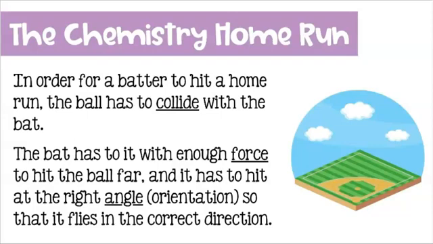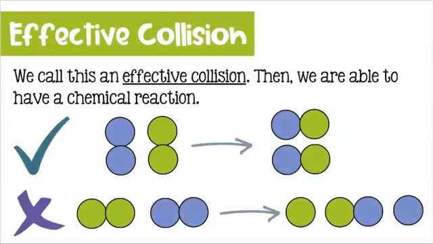Why is that? Well, in order for a batter to hit a home run, the ball has to collide with the bat. The bat has to have enough force to hit the ball far, and it has to hit at the right angle or orientation so that the ball flies in the correct direction. We call this an effective collision. We are able to have a chemical reaction when an effective collision occurs.